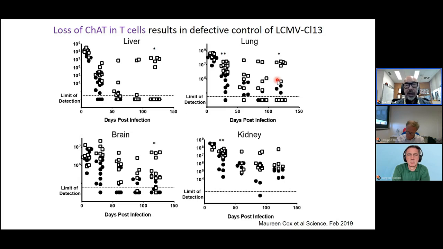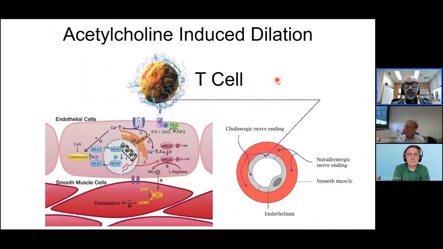And the idea mechanistically is that the T cells actually bring acetylcholine directly to the endothelial cells, leading to smooth muscle cell contraction, and therefore allowing the expansion of the blood vessels for the T cell to escape.